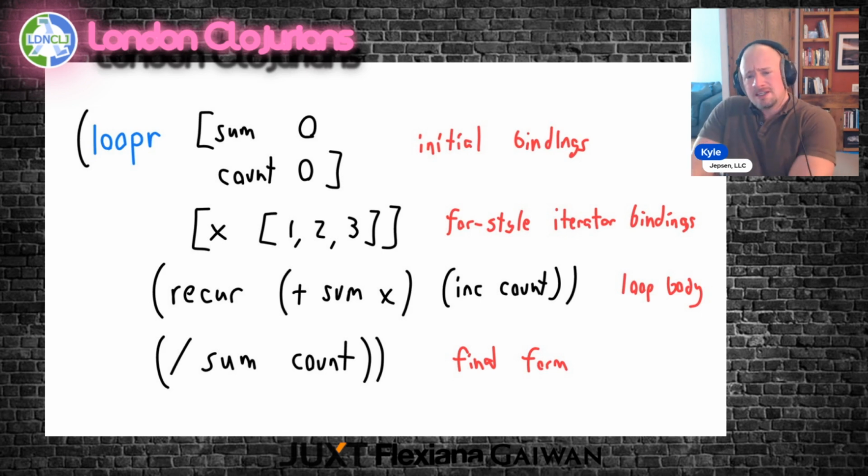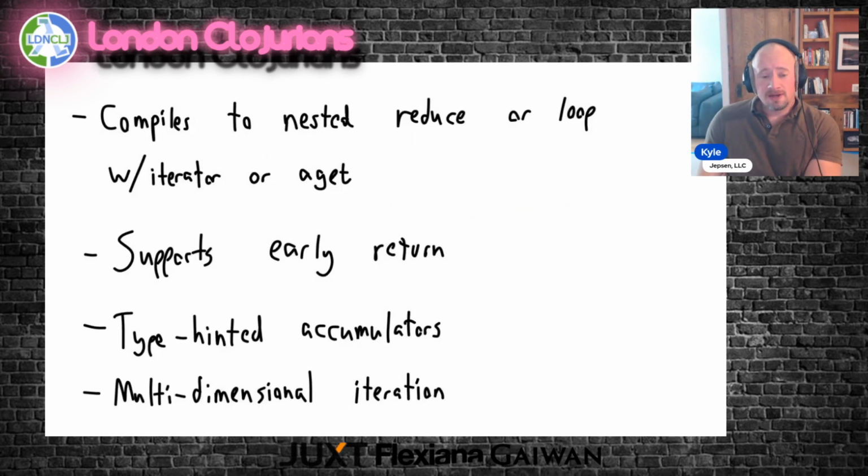So I'd say about 90, maybe 95% of my iteration has this shape, and I've wound up using loopr for almost all of it. Why? Well, it compiles directly to the equivalent reduce or loop constructs using either iterators or array get. And it has heuristics that generally pick the fastest way to iterate. And if I need to change that, I don't have to rewrite all of my code. It's the exact same shape. I can just hint, hey, traverse this thing using an array.